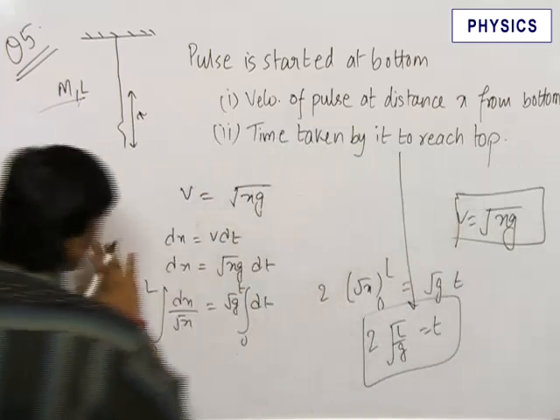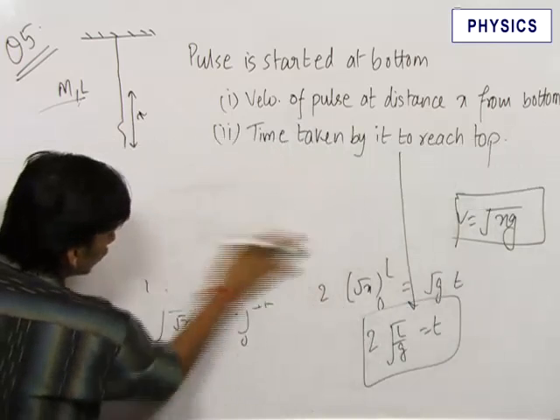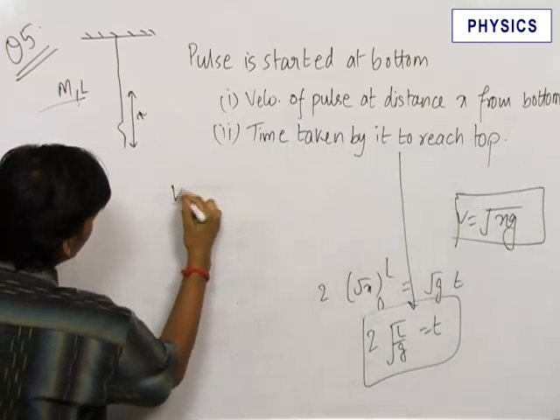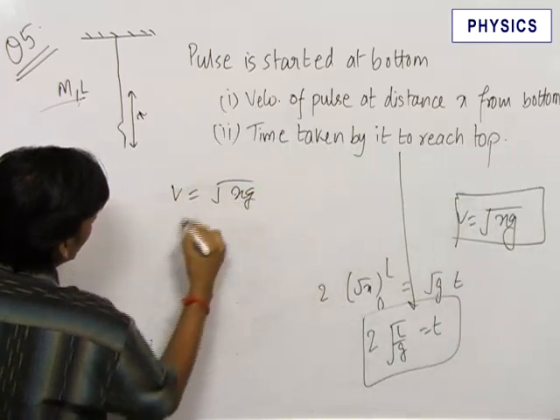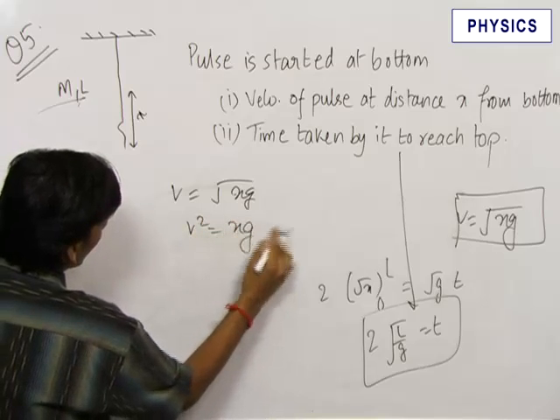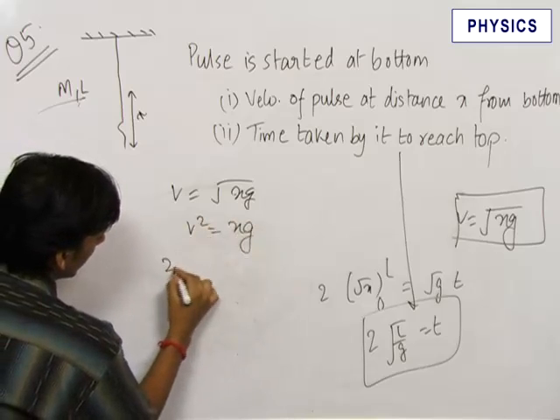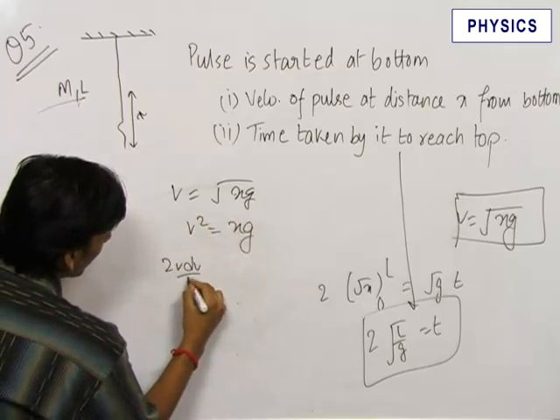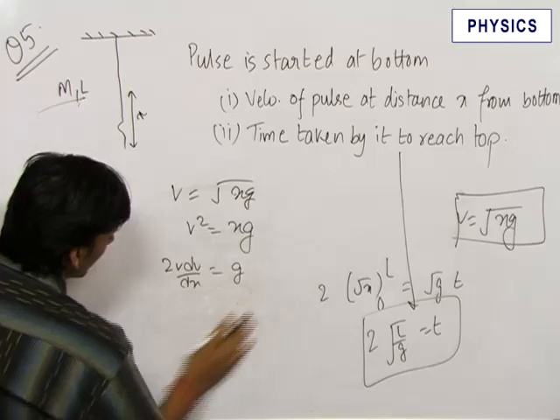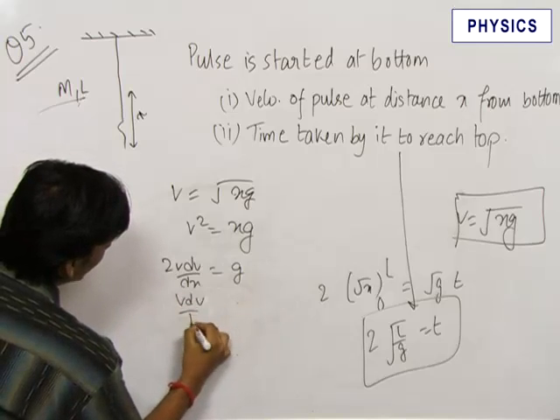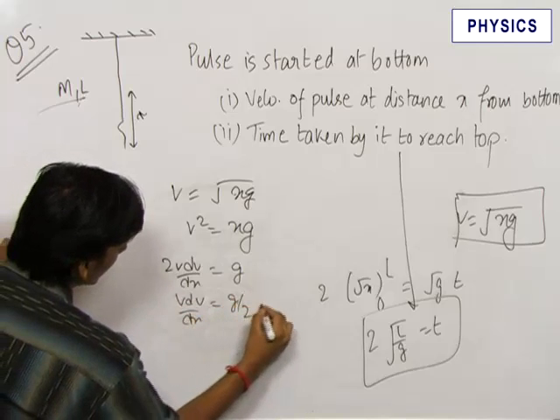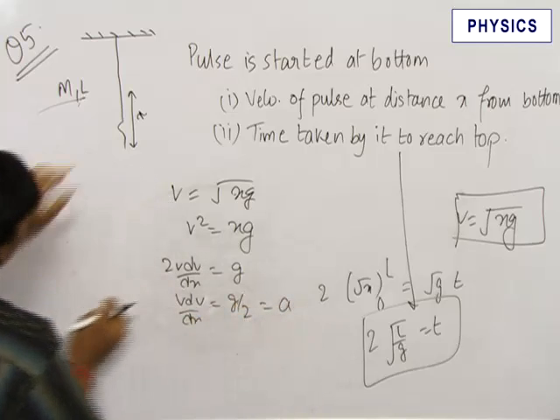There was another way which you could have used, or rather you should have noticed, to solve the question really very fast. v is equal to root over xg. Therefore v square is equal to xg. Now this is something like v square is equal to u square plus 2ax. So 2v dv by dx is equal to g. Therefore v dv by dx, that is the acceleration, comes out to be equal to g by 2, which is the acceleration of the pulse.